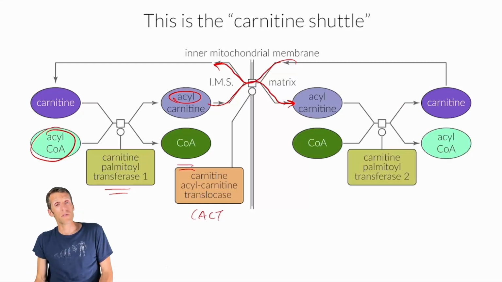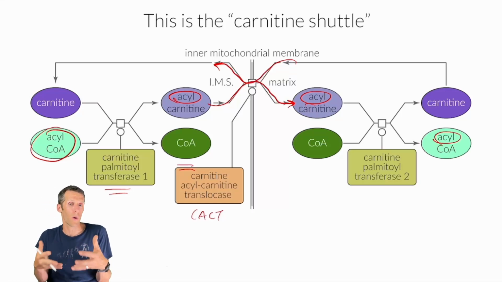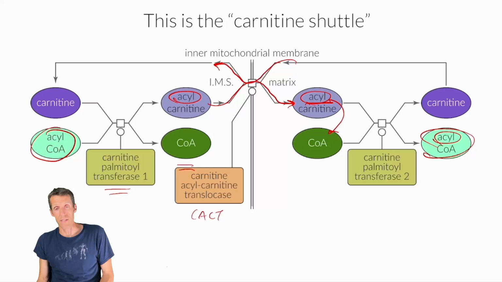Okay. The final step in the shuttle is another enzyme that is now going to take the acyl group off of the carnitine and stick it back onto a CoA. It turns out mitochondria have their own pool of coenzyme A. And so all we're doing is taking that acyl group and sticking it onto a mitochondrial CoA at this point, generating an acyl-CoA in the process.